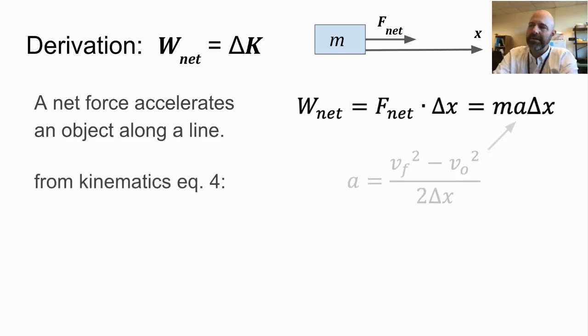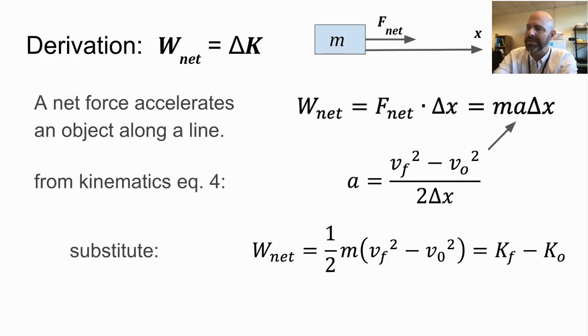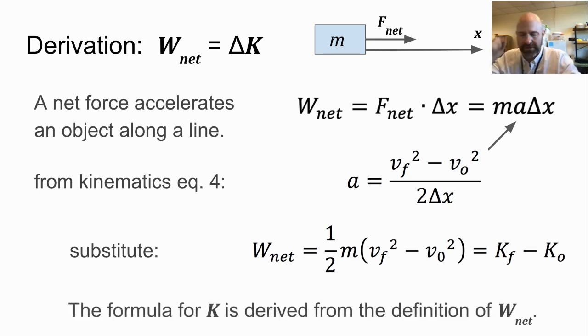And using one of our kinematics equations, we can say the acceleration is related to the initial and final velocity and how much displacement there is. You'll see why that makes sense. You substitute that in and you end up with net work is equal to 1/2 m times v final squared minus v initial squared, which is indeed the change in kinetic energy. So the formula for kinetic energy actually comes from the definition of net work. And then we say that each of these quantities, that 1/2 mv squared, is the amount of energy that an object that is moving has.